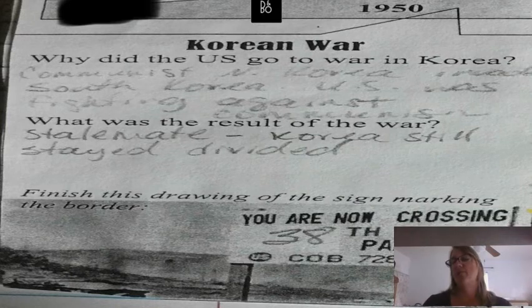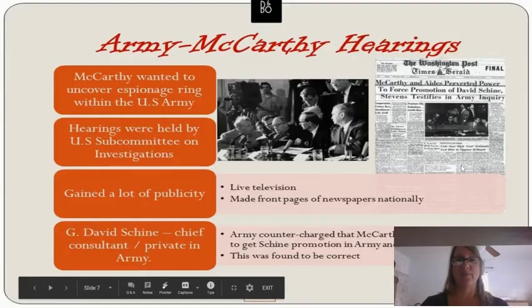And so we were, remember, fighting against communism, our whole containment policy, trying to contain communism to just the USSR. And what was the result of the war? Neither North Korea nor South Korea won. It was a stalemate. And Korea is still divided today at the 38th parallel.